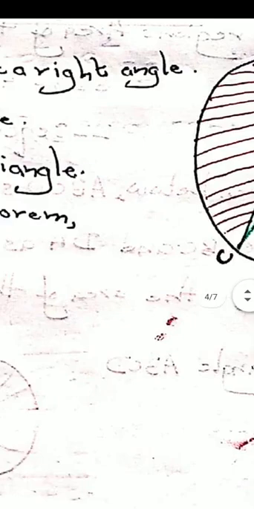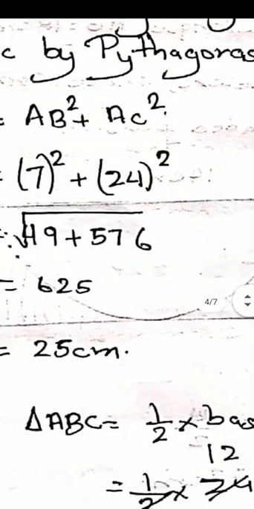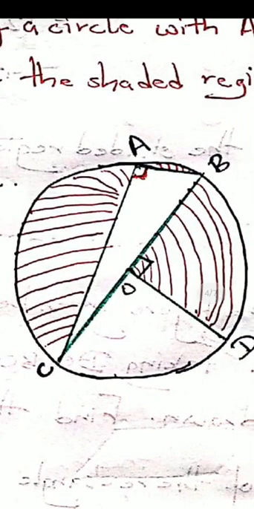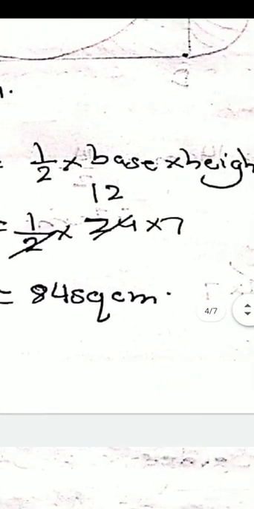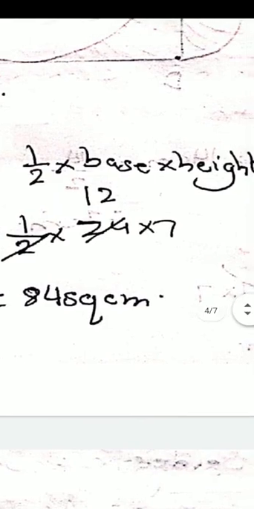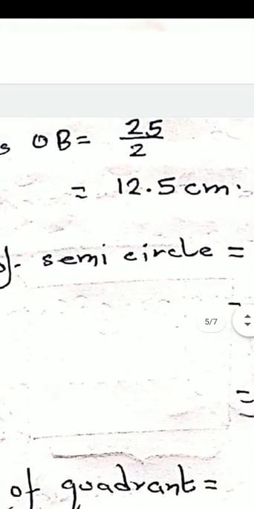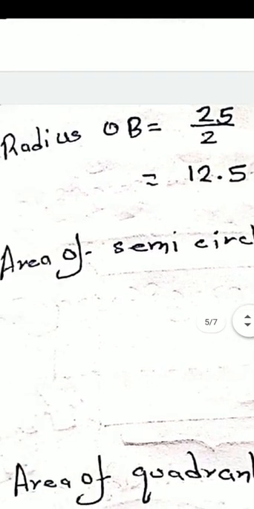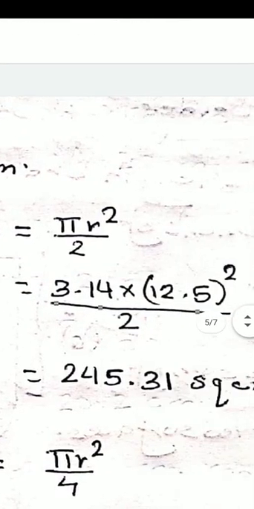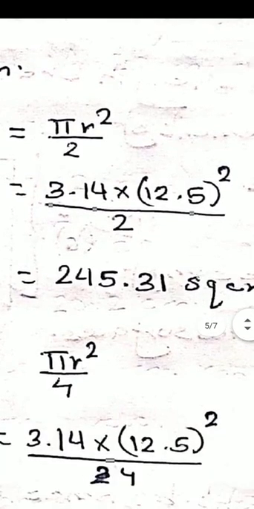Yes, so which happens to be 25 centimeter. Also we need to calculate the area of triangle ABC because we have to remove the area of triangle ABC afterwards from the area of the entire circle. Yes, so I'll calculate this: 84 square centimeter, half into base into height, that is half into 24 into 7 is 84 square centimeter. So radius OB equals 25 by 2, that is 12.5 centimeter. So area of semicircle equals 245.331 square centimeter.